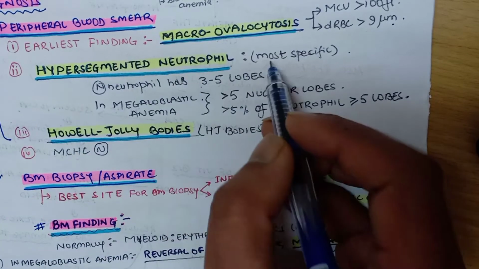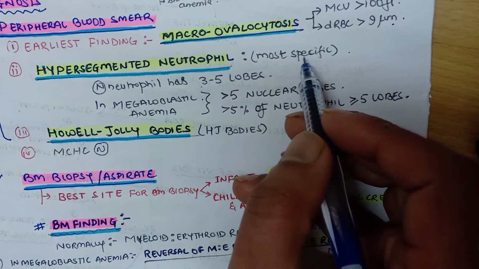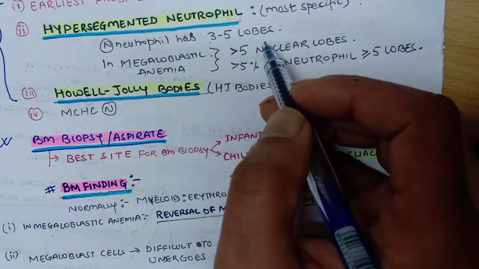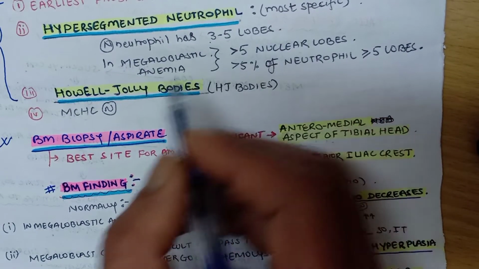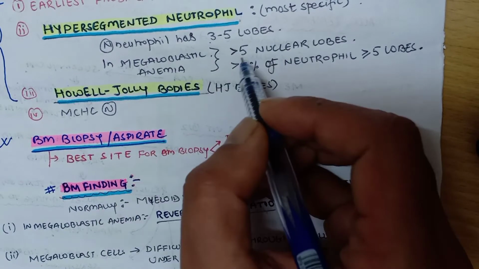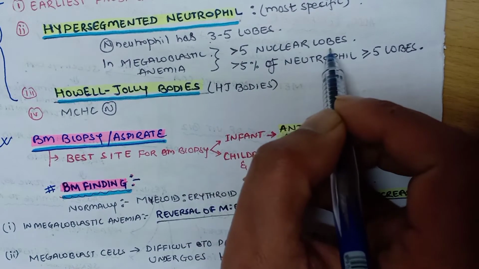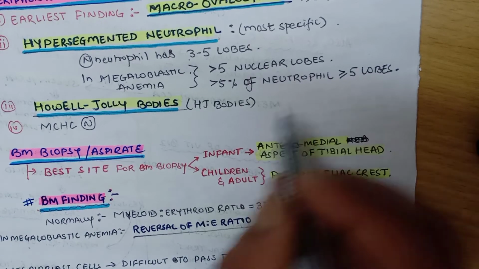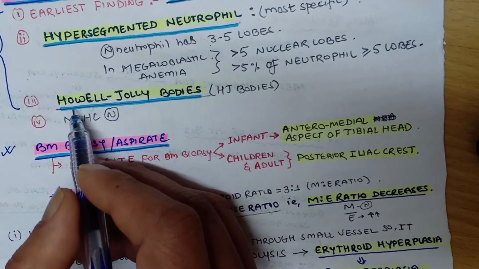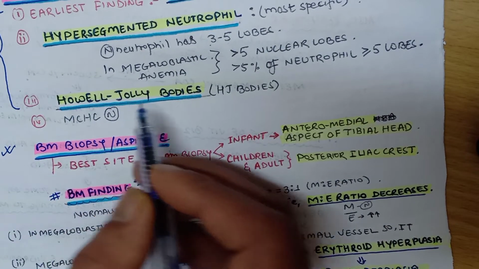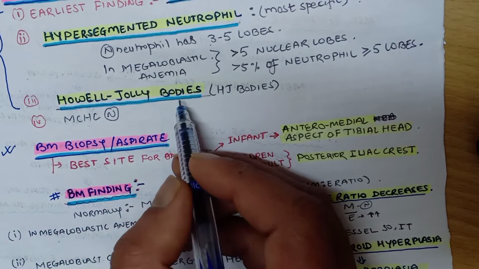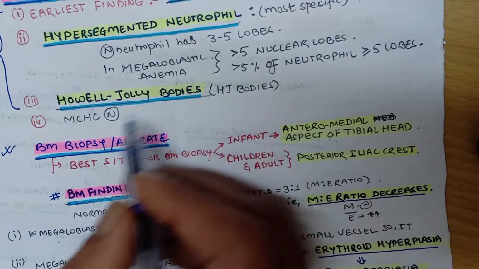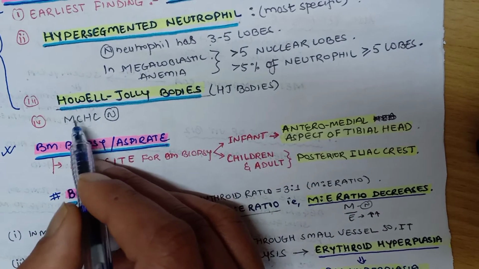Hypersegmented neutrophil is most specific for megaloblastic anemia. The normal neutrophil has 3 to 5 lobes, but in case of megaloblastic anemia there are more than 5 nuclear lobes. Now there will also be presence of Howell-Jolly bodies. These Howell-Jolly bodies are the remnants of DNA, and MCHC will be normal.